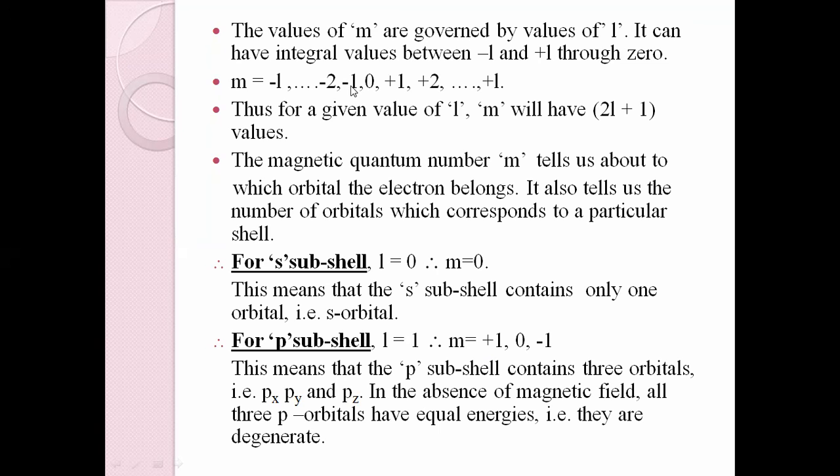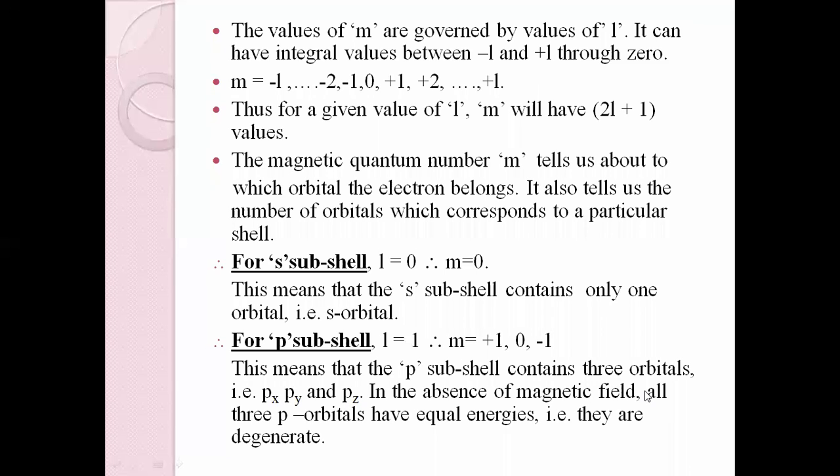How am I going to represent these 3 values of M in the P subshell? I'll begin from the positive integer, plus 1, then 0, and then minus 1. So for P subshell, L is equal to 1, and therefore M is equal to plus 1, 0, minus 1. These 3 values tell me that the P subshell has actually got 3 p orbitals in it. The names of these orbitals are px, py and pz. The px orbital is oriented on the x axis, py on the y axis and pz on the z axis.